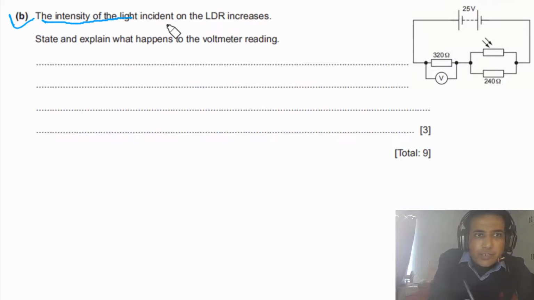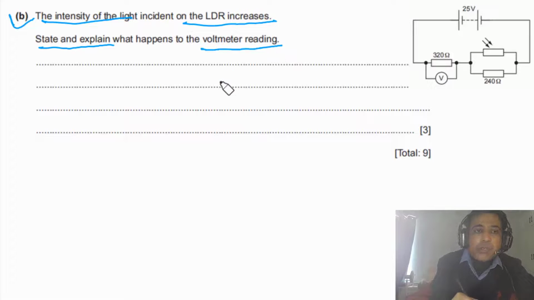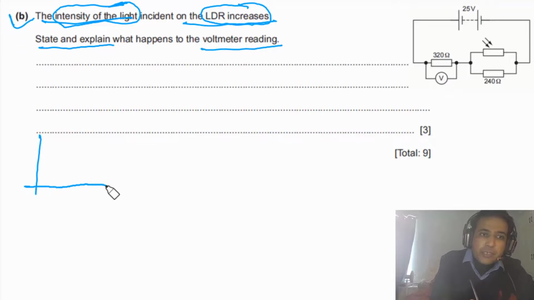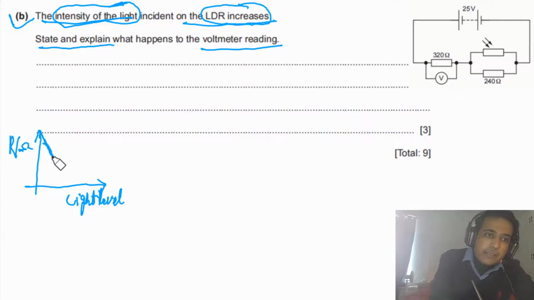Part B says the intensity of the light incident on the LDR increases. State and explain what happens to the voltmeter reading. So for this question, first of all, we need to understand how an increase in the intensity of light will affect the resistance of the LDR. For that purpose, you need to understand how the resistance of the LDR changes with light intensity. So here we can sketch, this is the light level. As the intensity of the light increases, the resistance of the LDR decreases. So you need to understand how the resistance of the LDR decreases with light level. So in this case, the intensity of light is increasing.